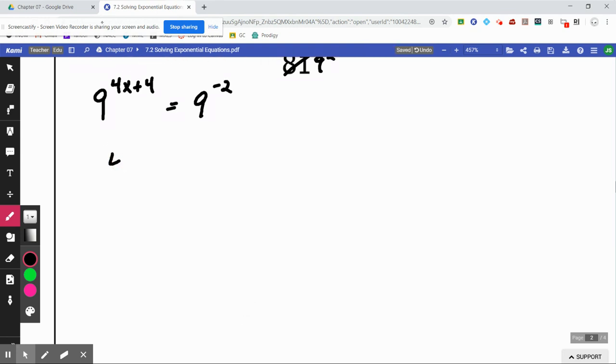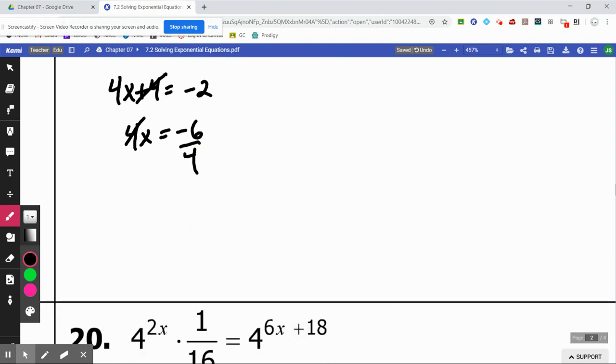Now you can set your exponents equal. 4x plus 4 is equal to negative 2. Move the plus 4 by subtracting, gives you 4x is negative 6. We're going to divide by 4, and that gives me x is negative 3 halves. Number 19.